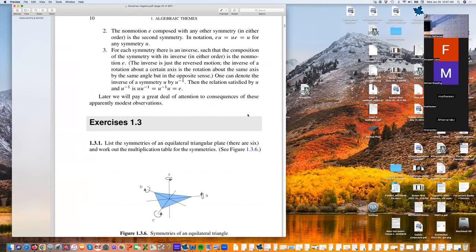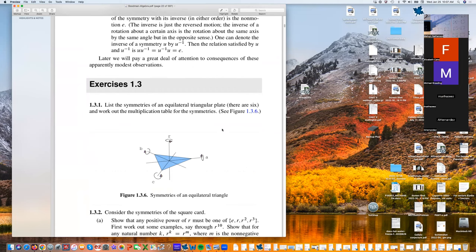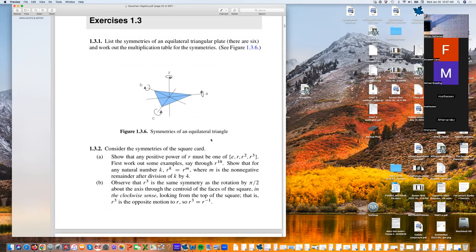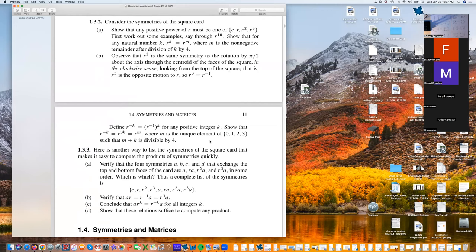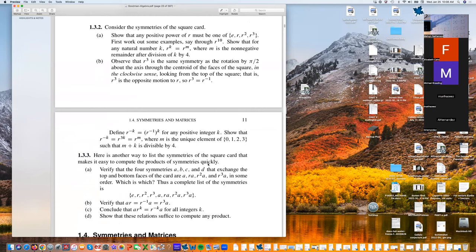And then another part of the homework for Monday is to do the same thing with an equilateral triangle, a triangle where all three sides have the same length, all three angles are the same, pi over 3 radians or 60 degrees. And they're telling you that there are, in fact, 6 different symmetries of the equilateral triangle, and they want you to work it out and work out the multiplication table. All right. So this is chapter 1, sections 1, 2, and 3.